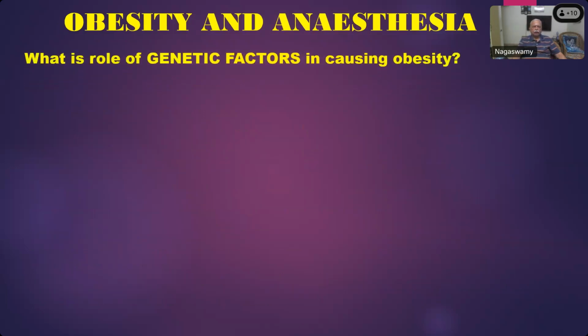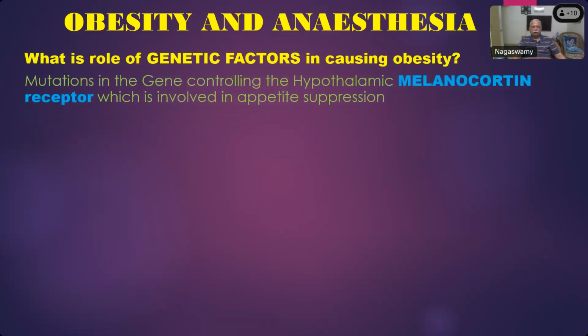Now, what is the role of genetic factors in causing obesity? Which genes, or which part of the genetic system, is responsible for carrying forward the obesity tendency? Any names you know of? Mutations in the gene controlling the hypothalamic melanocortin receptor.